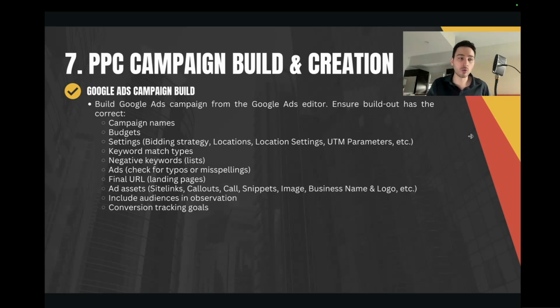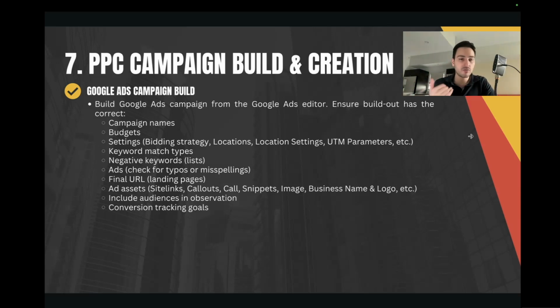We want to check the keyword match types are correct, because too often we paste, especially when using the editor, a campaign and all the keywords are set to broad match and they were meant to be exact. So make sure the keyword match types are correct. We've added negative keywords and negative keyword lists. And a lot of this has to do with the research as well. If we did competitor research, we want to make sure that we've created a list for competitors, for example. We double check the ads. We write the ads and then double check the ads and check for typos or misspellings.